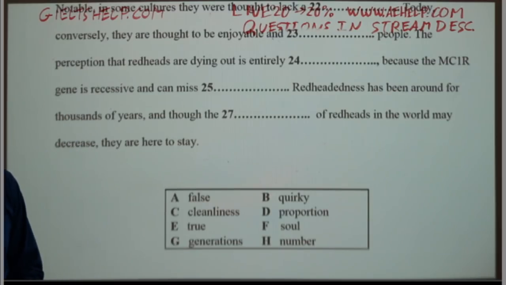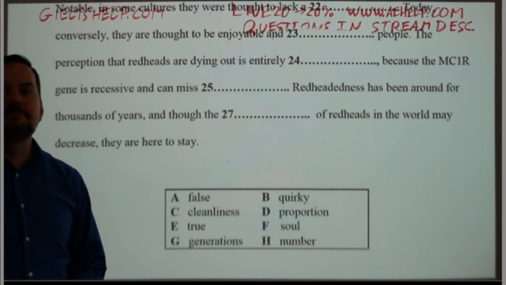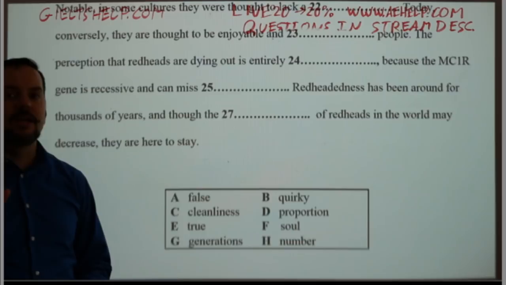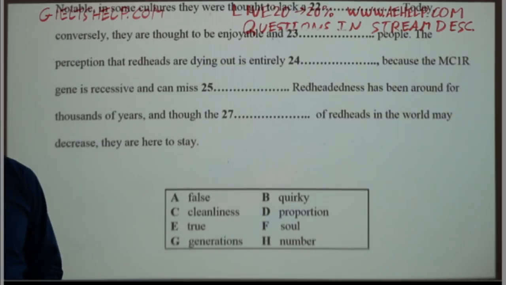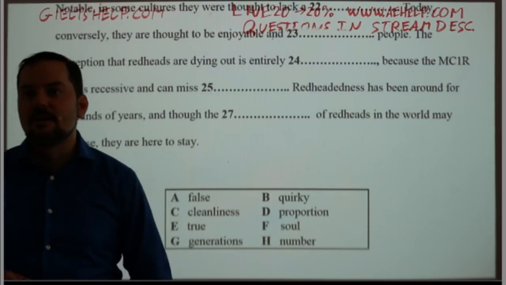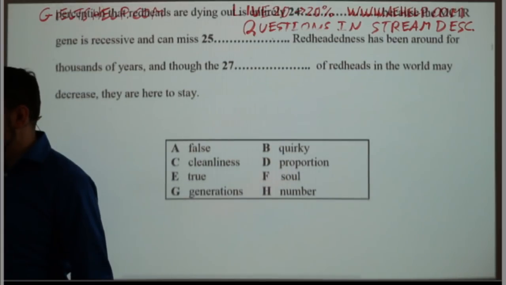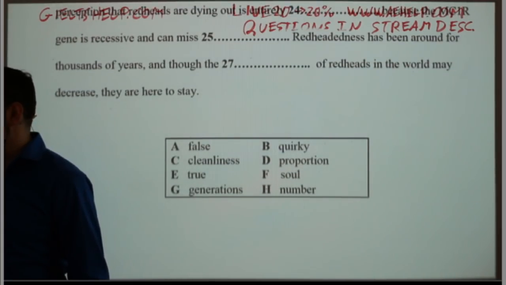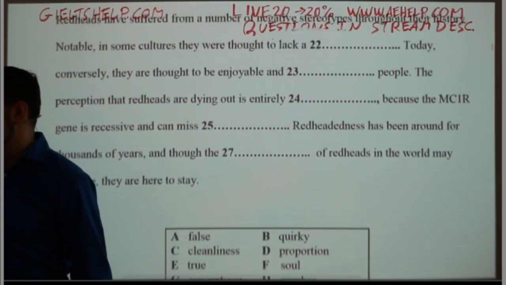Anybody know what the answer is for 22? This should be simple, guys. These ones you should not be looking at the passage. You should be able to, no, not sunshine. They were lacking what? They can't be lacking sunshine. It doesn't make sense. It's not cleanliness.